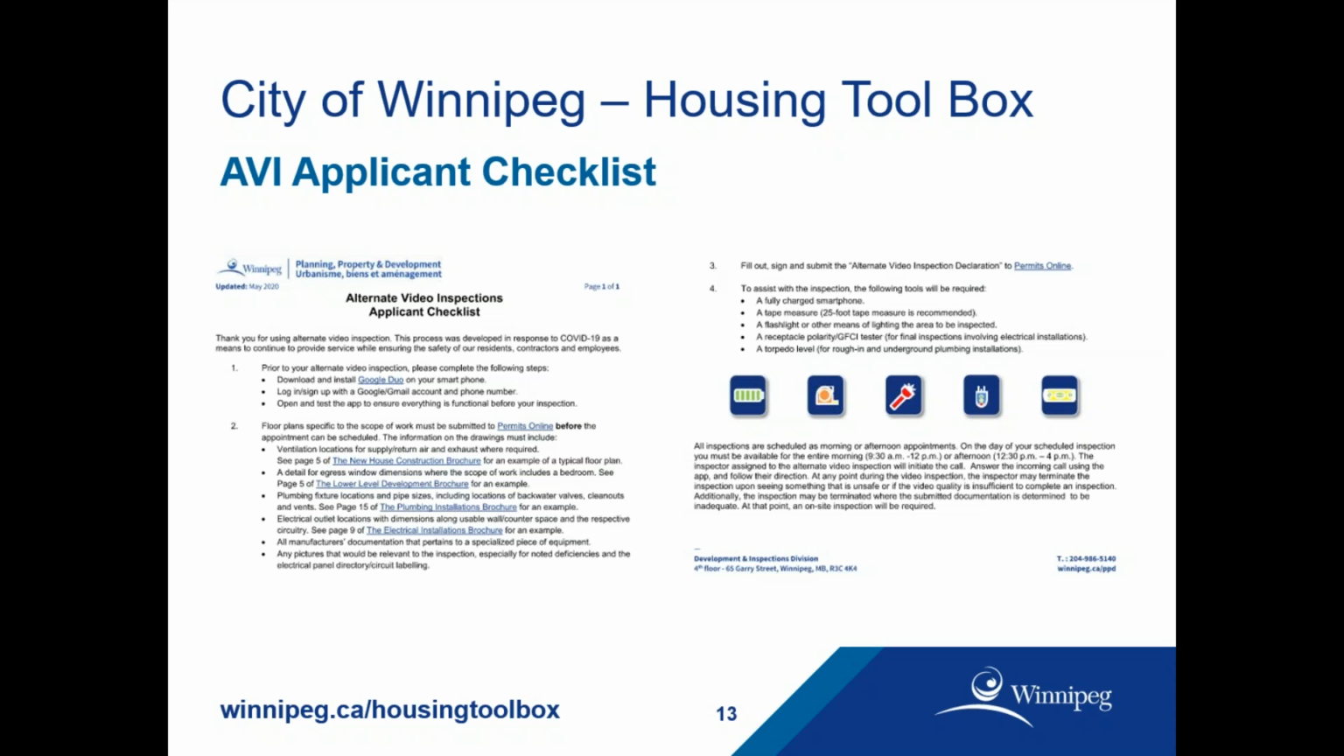Quickly, it talks about installing Google Duo on a smartphone, and submitting specific floor plans for the type of construction and scope of work that you're doing. It asks about an alternate video inspection declaration, which assumes responsibility for the video inspection. And it talks about some of the necessary tools to help us and assist us with the inspection.